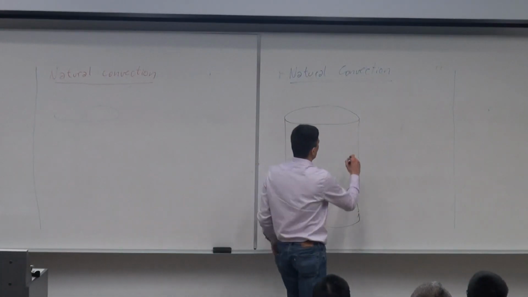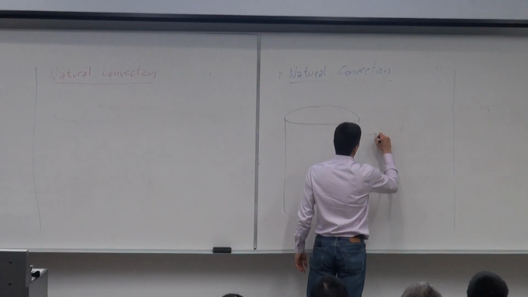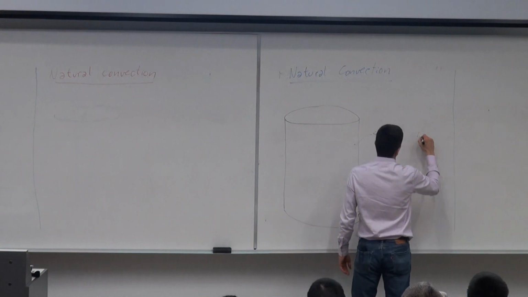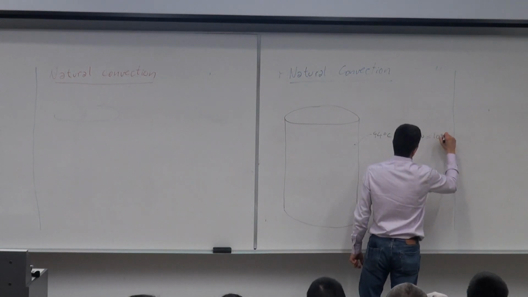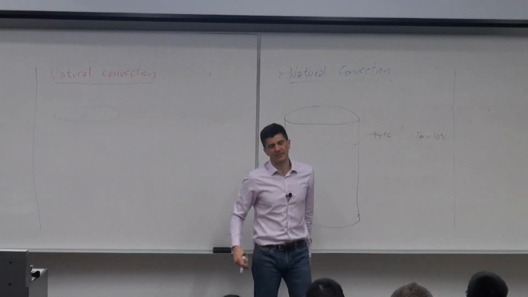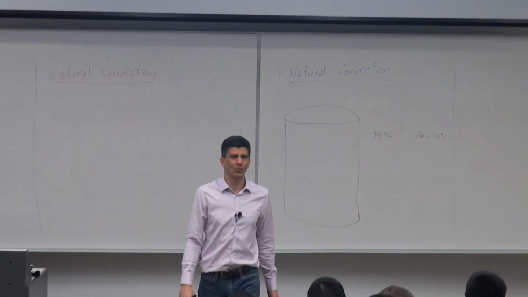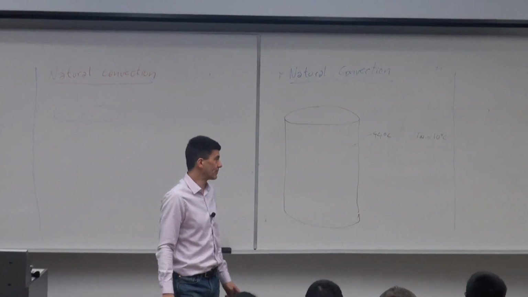Right? We said this chimney was at 44 degrees C, and T infinity was 10 degrees C. And we did that because then the average temperature was 300 Kelvin, right? The film temperature.